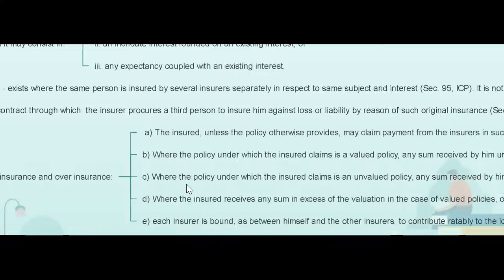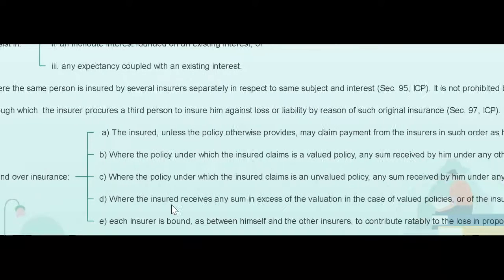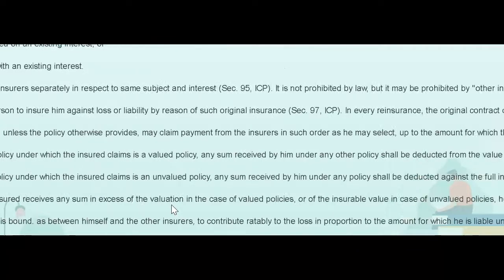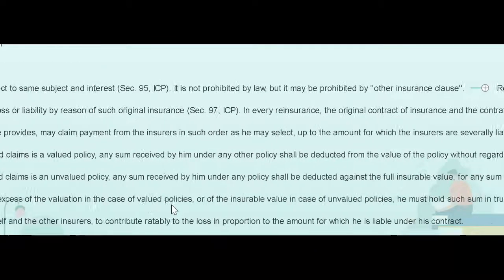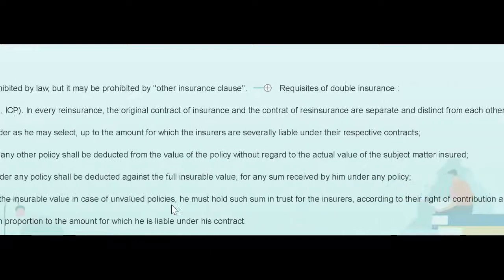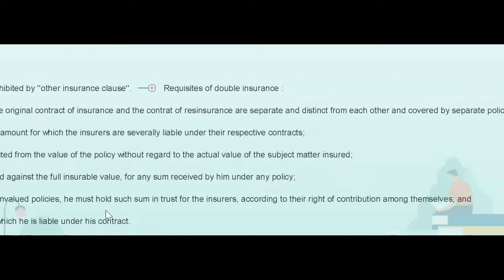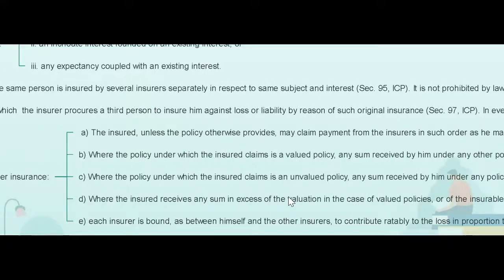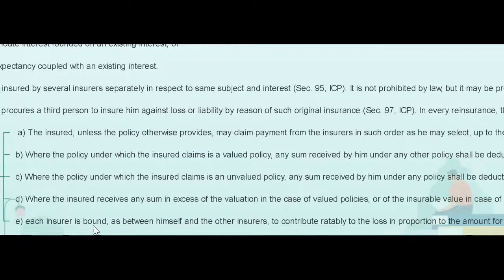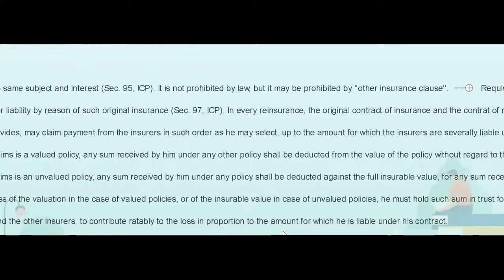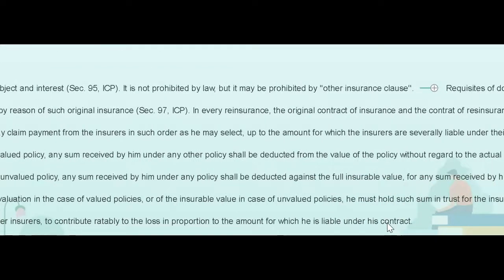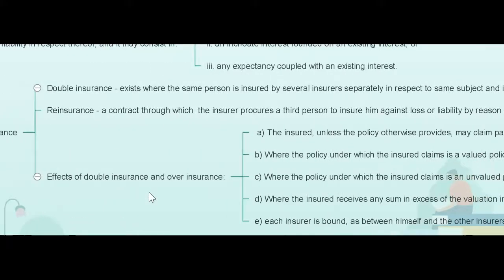Ang haba-haba, no? Letter D, where the insured receives any sum in excess in the valuation in the case of valid policies or of the insurable value in case of invalid policies, take note, he must hold such sum in trust for the insurers according to the right of contribution among themselves. And finally, last effect, each insurer is bound, as between himself and the other insurers, to contribute ratably to the loss in proportion to the amount for which he is liable under his contract. So, those are the effects of double insurance and overinsurance.